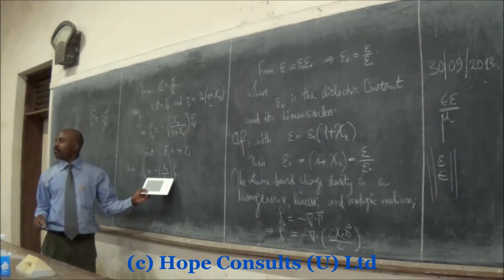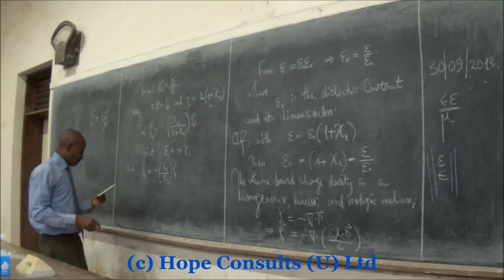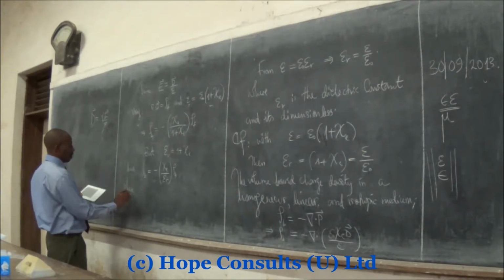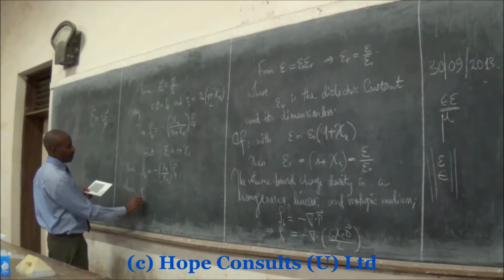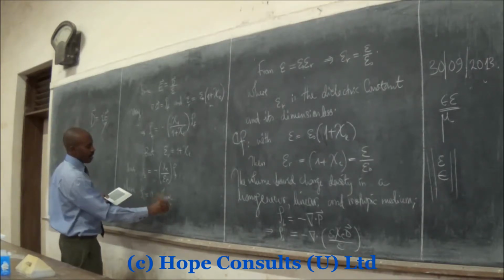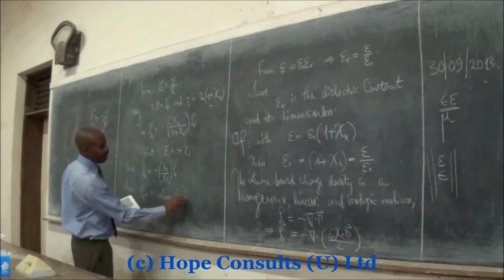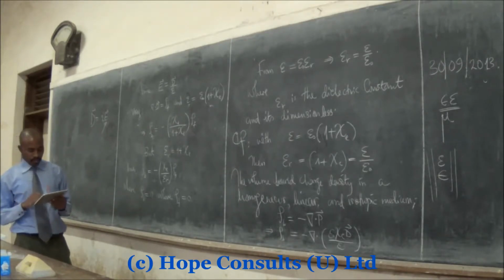If you don't have any free volume charge density, you will never get a bound charge density, such that we shall always have bound volume charge density equal to 0 if you don't have any free charges available in your configuration. Any questions?